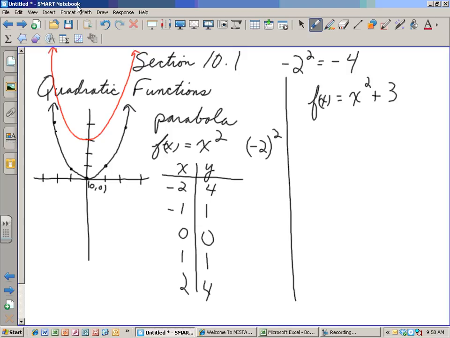Zach, what do you think? How could we turn that parabola upside down? Yeah, if we put a negative in front of the variable, not in parentheses, but in front of the variable, it would turn upside down. So we're going to do some experimenting with that.